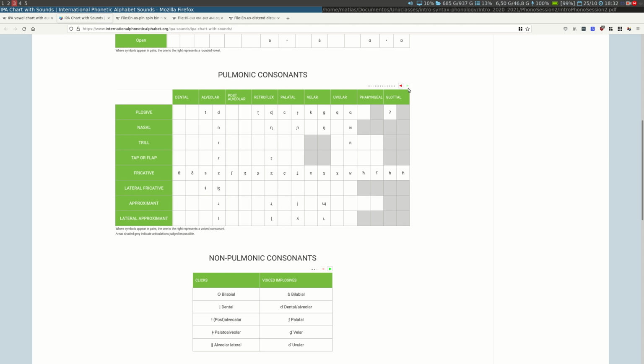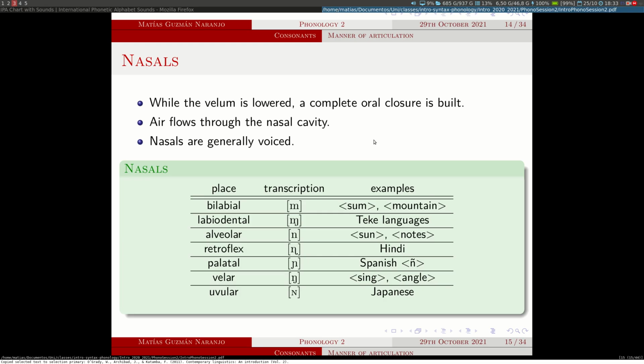Right. Yeah, that's about it. And the uvular, this is relatively rare. It's present in some languages like Japanese.